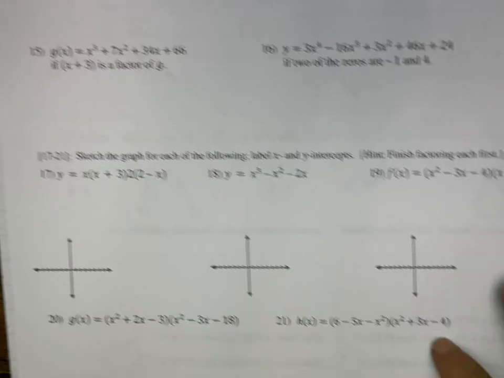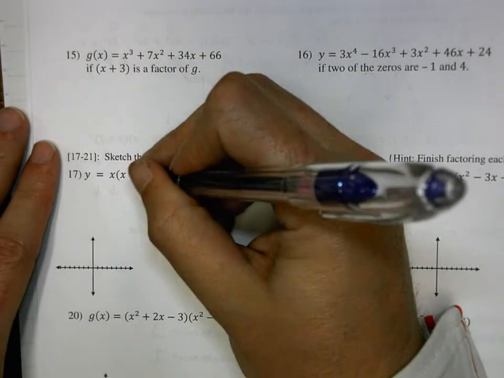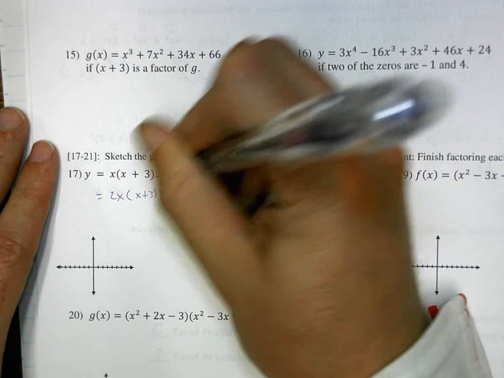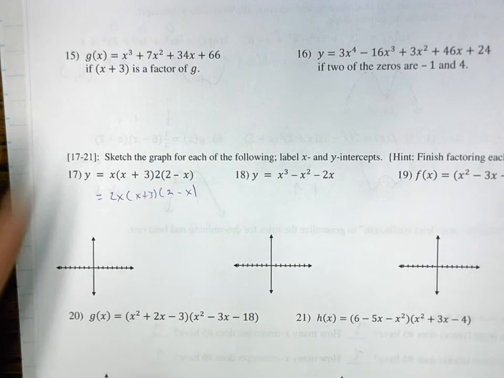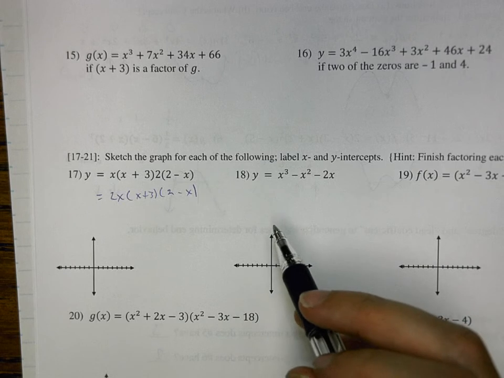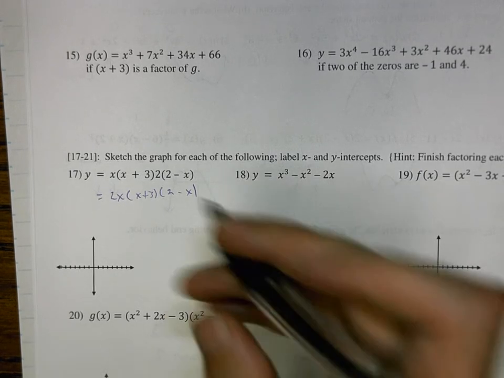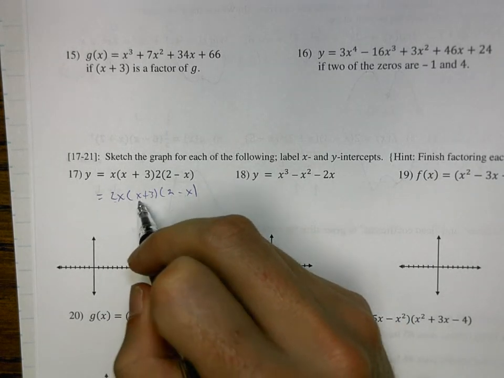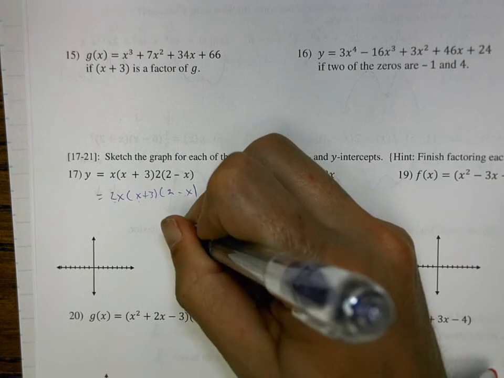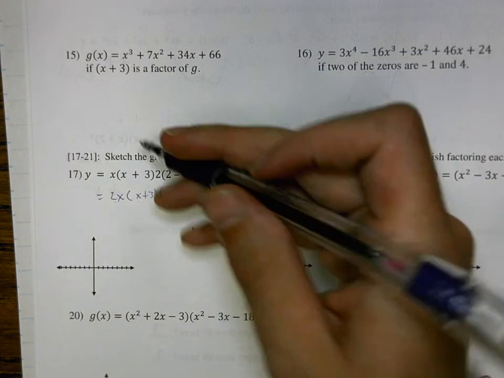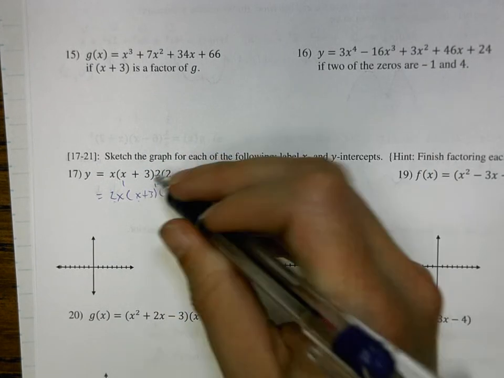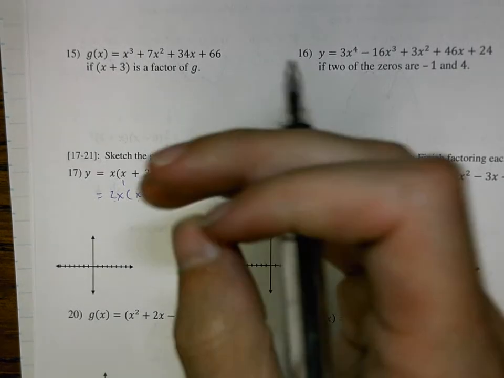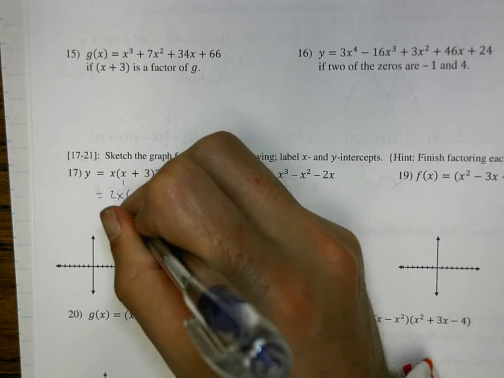For 17, we can bring this 2 in front because these are all being multiplied together. So this would be 2x, x plus 3, 2 minus x. So if you look at the leading coefficients, that's positive, positive, negative. Positive times a positive is positive, but a positive times a negative is negative. So the right side is going to be going down. And there's x to the first, another x to the first, x to the first. So this is a third degree function. The left side has to go in an opposite direction. And my roots are at 0, -3, +2.